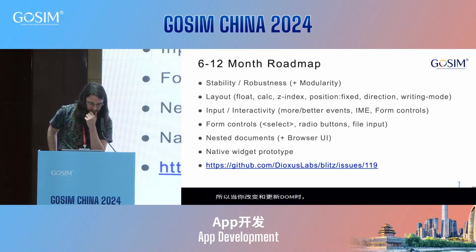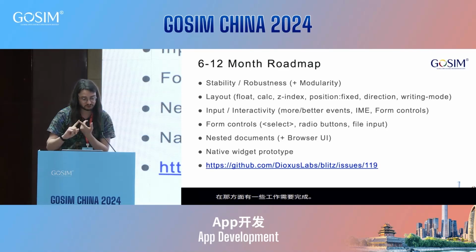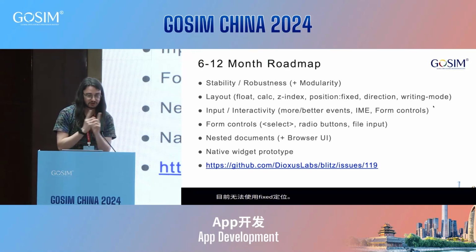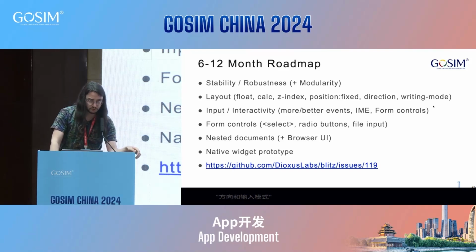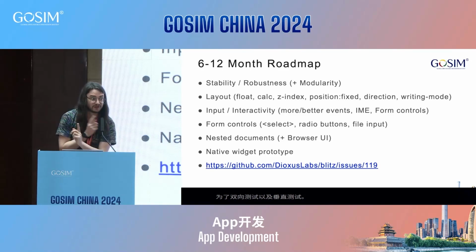We've got a bunch of layout stuff to do. I mentioned float, but we also want to do calc, so you can do mixtures of percentages and fixed things. We haven't implemented z-index properly. You can't do position fixed currently. And then also direction and writing mode for bidirectional testing, also vertical. We do have support for bidirectional text, but we don't support direction for Flexbox currently.